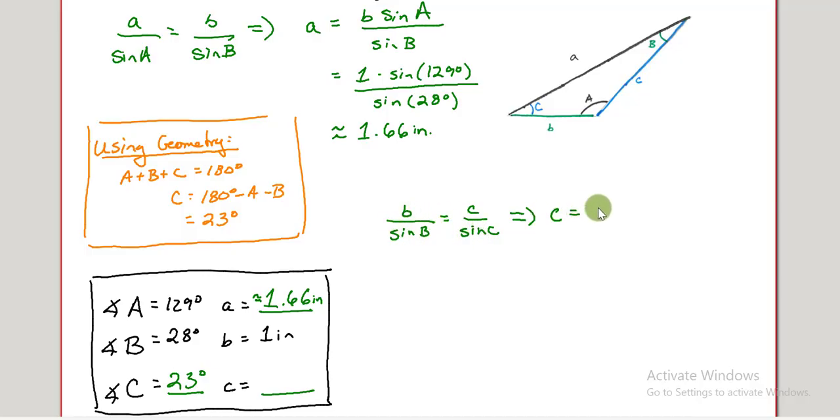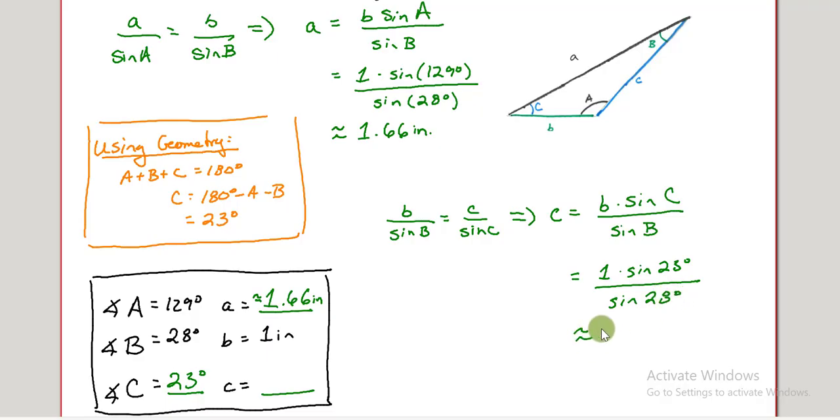So that gives me C is equal to B times the sine of angle C all over the sine of angle B, which in our case is 1 times the sine of 23 degrees, all divided by the sine of 28 degrees.